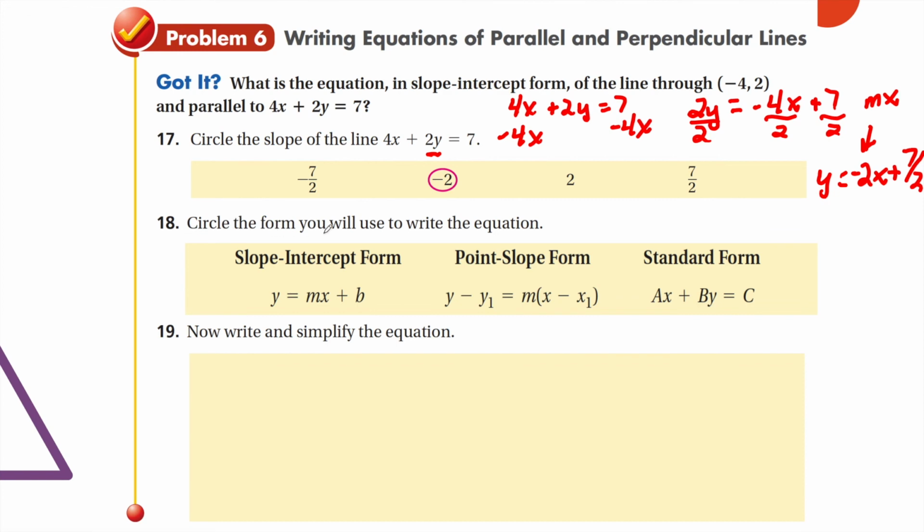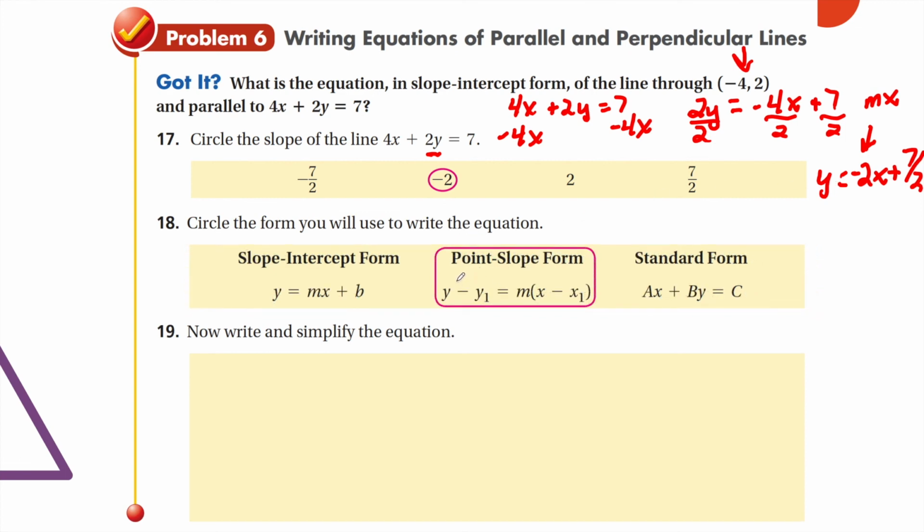So circle the form you will use to write the equation. Since we have our point and we have our slope, I'm going to plug this into the point-slope form. Why? Because we have it all. We don't have the y-intercept, so I don't want to use that. And standard form does give us the line, but we just rewrote it as a completely different form altogether to get that slope. So I'm not going to use standard form either. So let's write and simplify the equation.